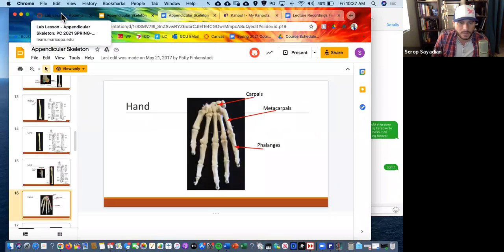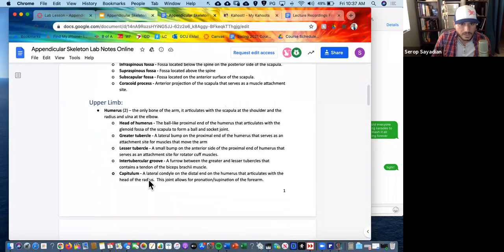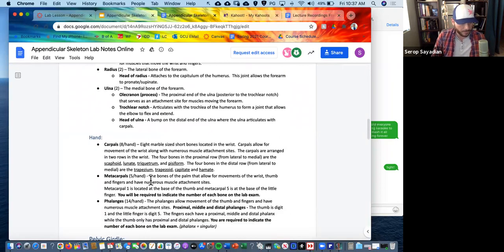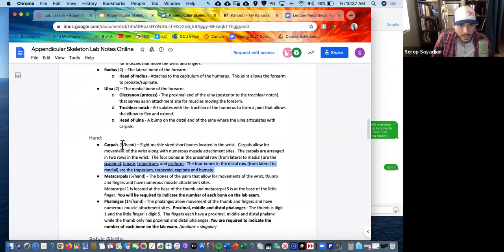So if we go to the lab notes, here's the lab notes that you should be studying. This won't be an identification question, meaning it won't be a fill in the blank, but it might ask you about the 8 carpal bones, which are scaphoid, lunate, triquetrum, pisiform, trapezium, trapezoid, capitate, hamate. It won't ask you to label them, but it might say, which of the following are carpals? And you'd have to select which ones are.